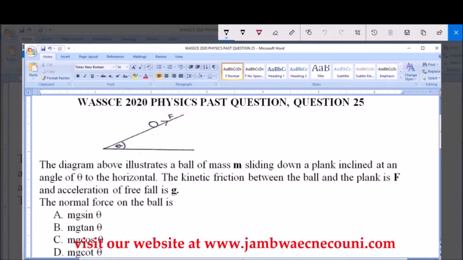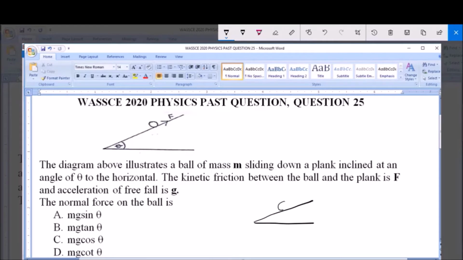Let's draw our inclined plane. We're given an inclined plane, and then a ball is illustrated on this inclined plane. Let's assume this is a ball. Now there's a force acting on this ball. We call this force the frictional force, which is given as F, the kinetic friction.